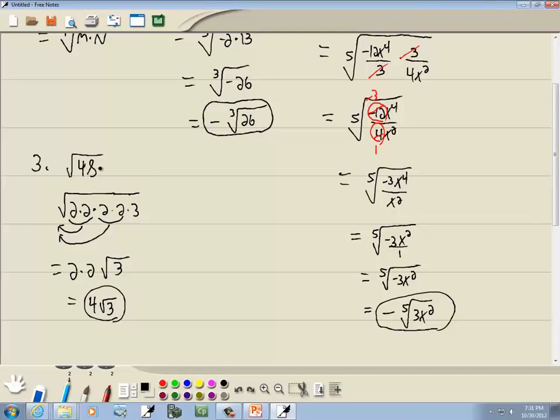Now, why is this the product property? Well, I could split this up as the square root of 4 times the square root of 4 times the square root of 3. And then the square root of 4 is 2, the square root of 4 is 2, and then the square root of 3. We never show those steps, but that's implied when we're doing this.